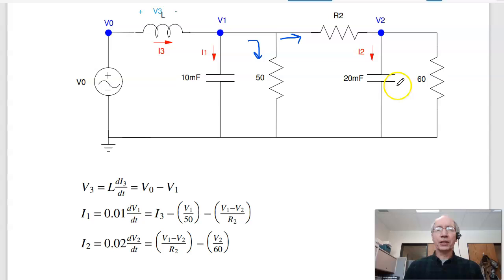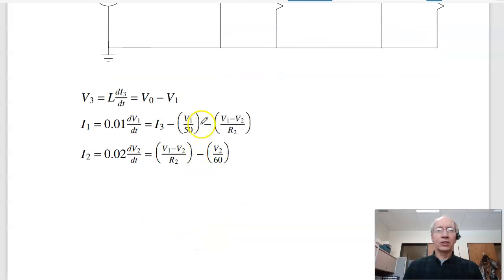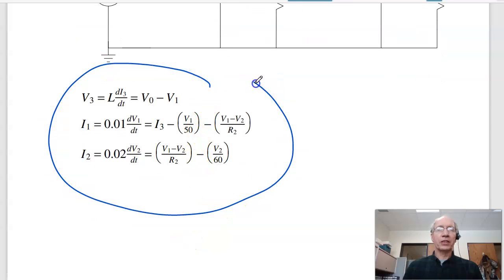For the second capacitor, conservation of current says current in equals current out. This current must be I2 plus that current. Current from the left is (V1 minus V2) over R2. This current is V2 over 60. Anything left over must be I2, and that's equal to C dV/dt. So here are the differential equations that describe that circuit.